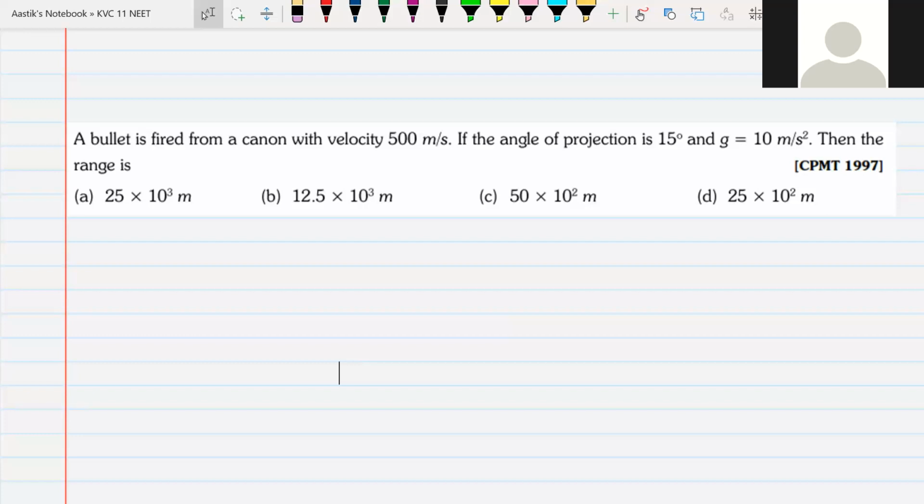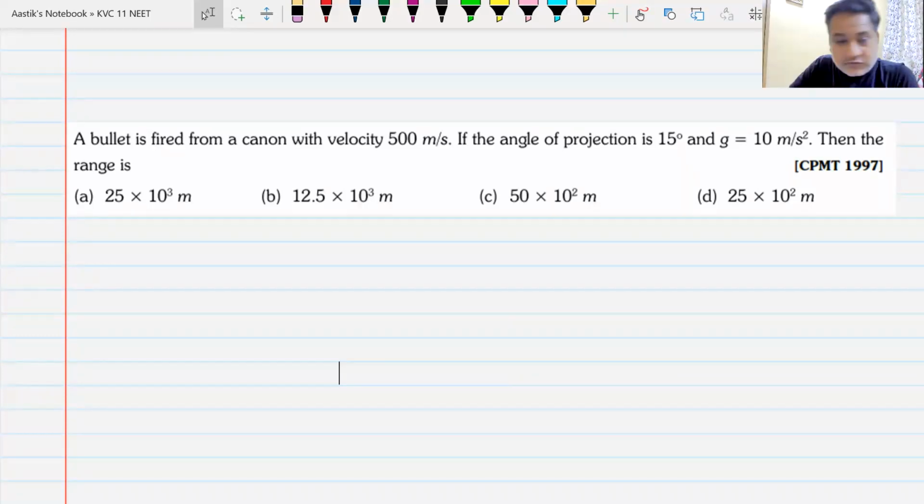Option B, sir. That is correct, sir. How do you do it, sir? 2 u square sin theta cos theta by g. Yes, my dear friends. The only reason we are doing this is that we get good with the formulae and we can understand how and where to use which one.